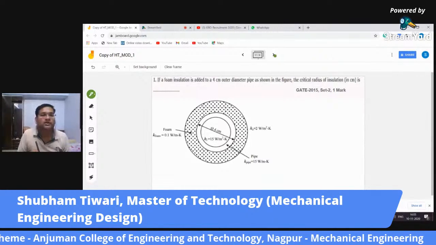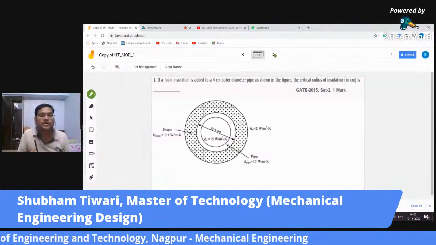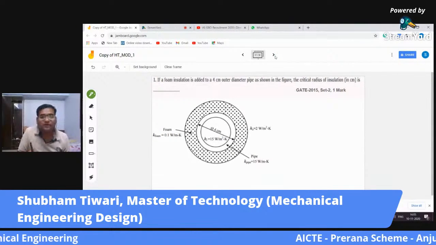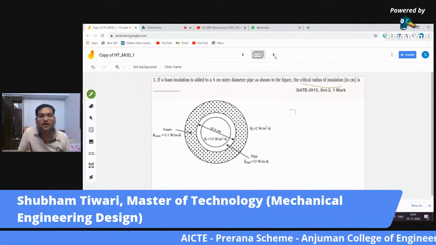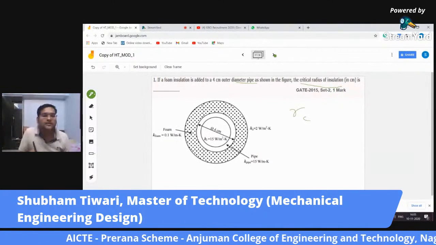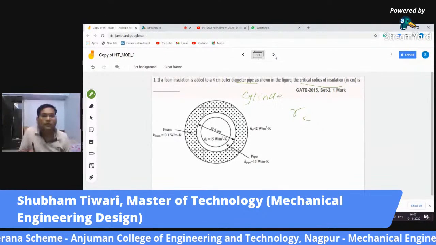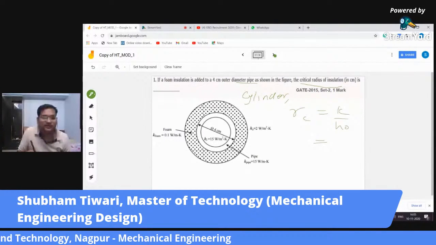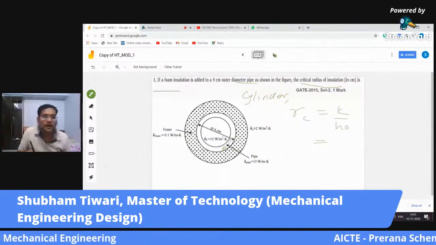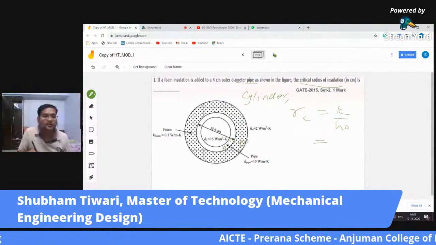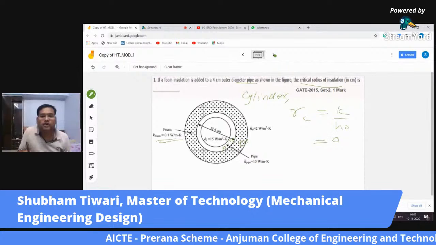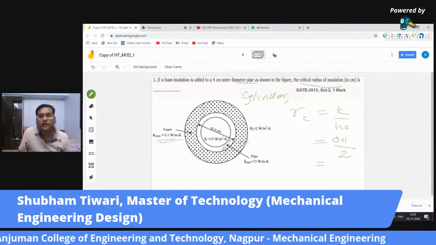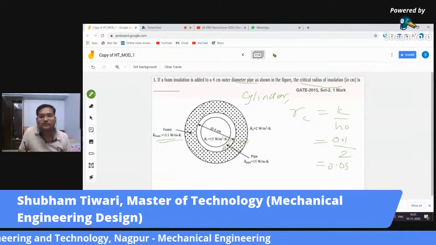Okay, a foam insulation is added to a 4 centimeter outer diameter pipe as shown in the figure. Now what it wants us to find is the critical radius of insulation, RC. Now it's a pipe, that means cylinder, and for a cylinder RC is K upon HO. K is of what? We have here this pipe material and this insulating material. We want K of the insulating material, which is foam. So it comes out to be 0.1. What is HO? HO is 2. 0.1 by 2 is 0.05 meter.